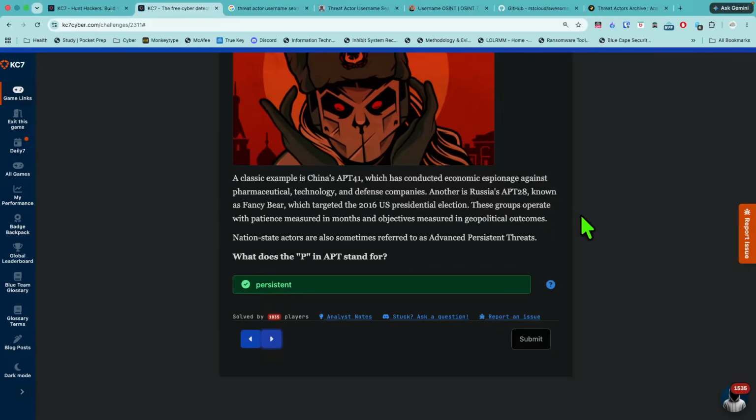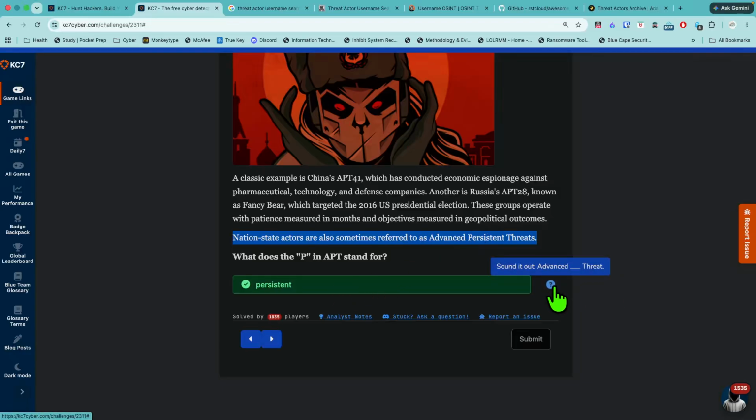A classic example is China's APT-41, which has conducted economic espionage against pharmaceutical, technology, and defense companies. Another is Russia's APT-28, known as Fancy Bear, which targeted the 2016 U.S. presidential election. These groups operate with patience measured in months and objectives measured in geopolitical outcomes. Nation-state actors are also sometimes referred to as advanced persistent threats. So what does the P in APT stand for? Well, we have it. It stands for persistent, and that's our answer.